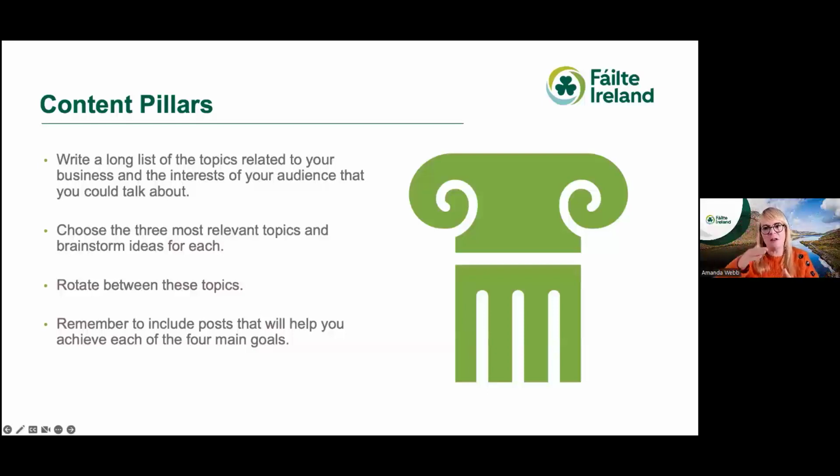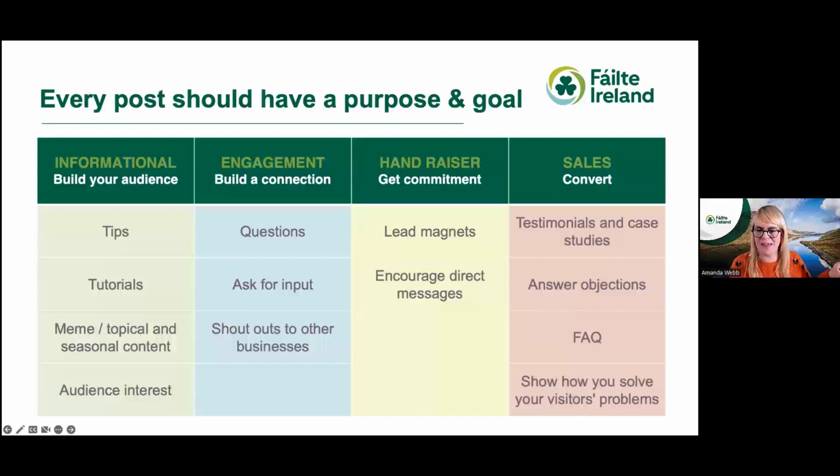So if you can come up with a long list of topics that your audience is going to be interested in, choose the 3 that are most relevant to you, and you can rotate between those topics as part of your content. And make sure when you're doing that you are including content that is going to achieve one of those 4 goals that we just talked about, one of those 4 content buckets, because you want to make sure that it's actually turning into sales.